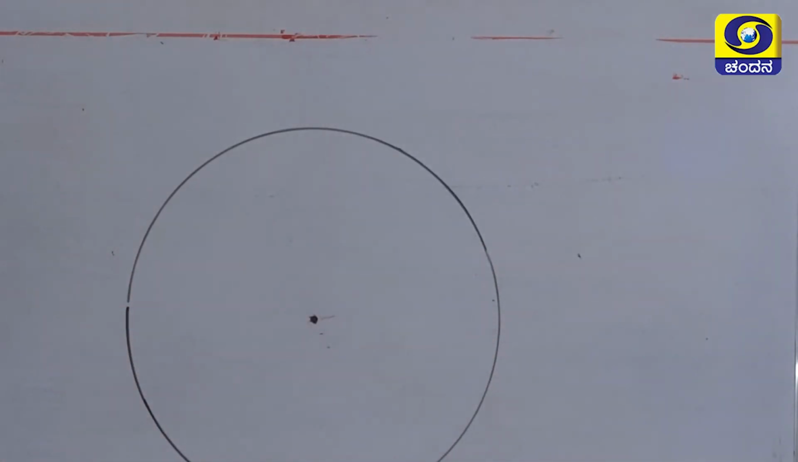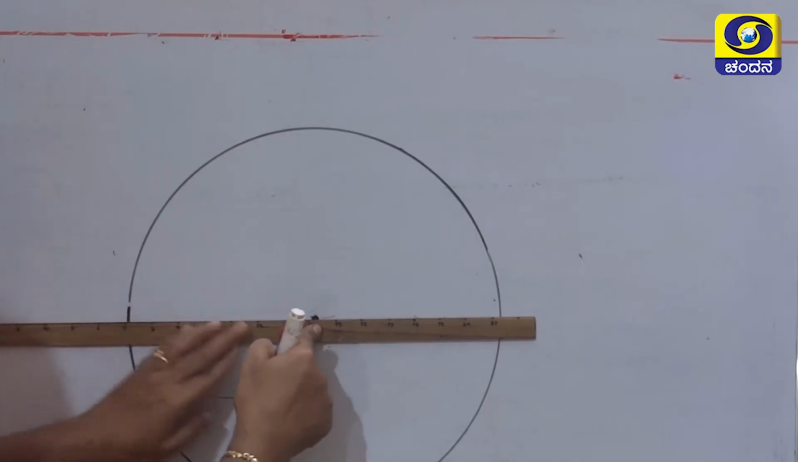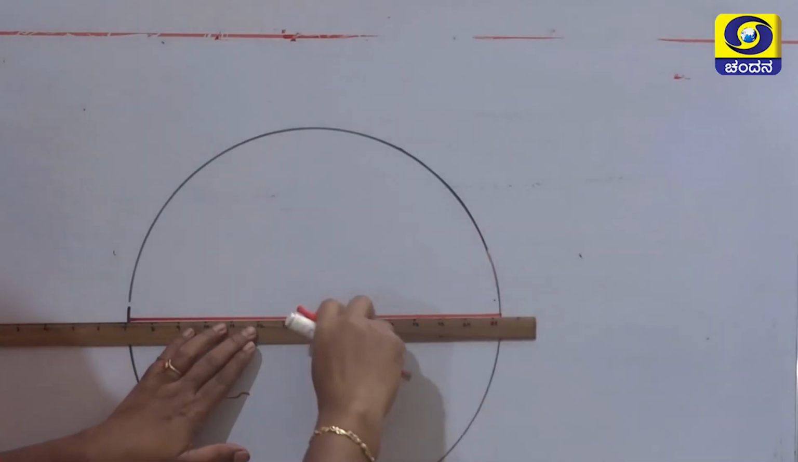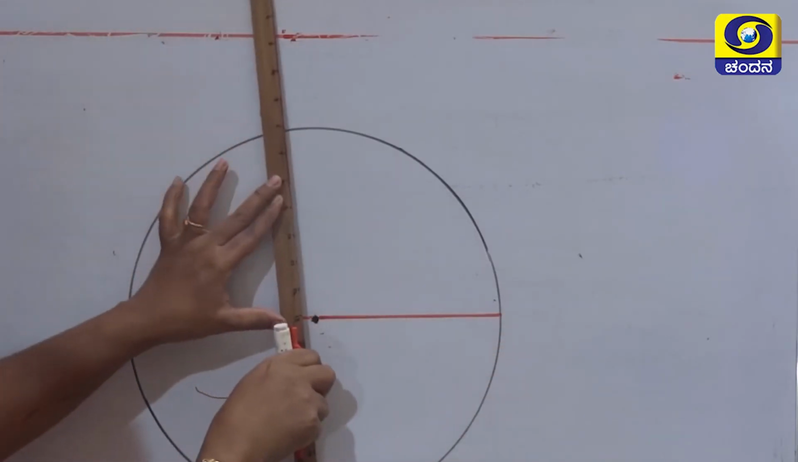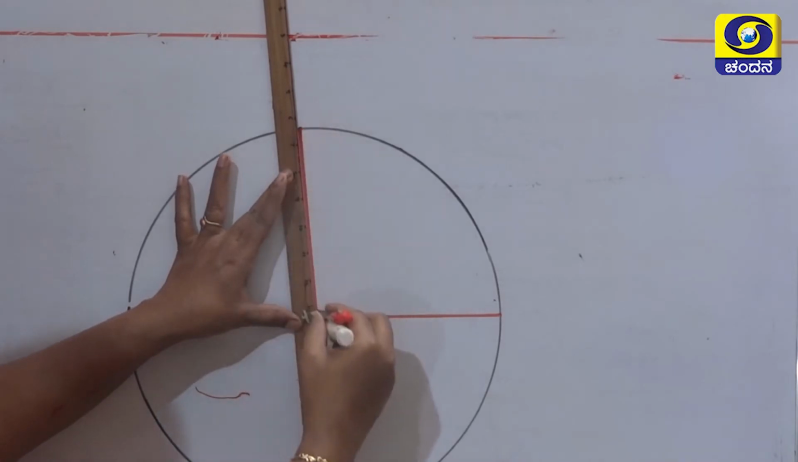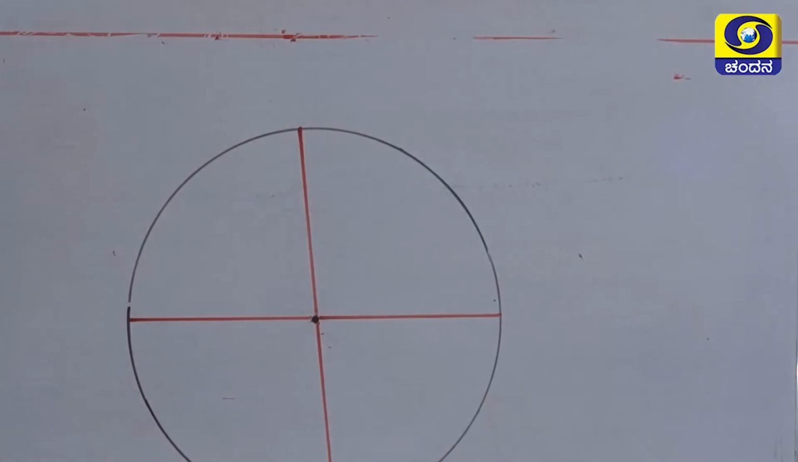Now draw two diameters. Diameter is the chord that passes through the center. We know that. This is one diameter, and we can draw one more diameter. In this way you can draw infinite diameters, but I'll take only one diameter.